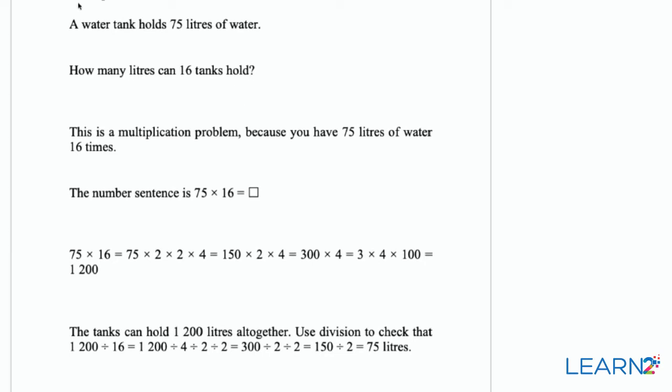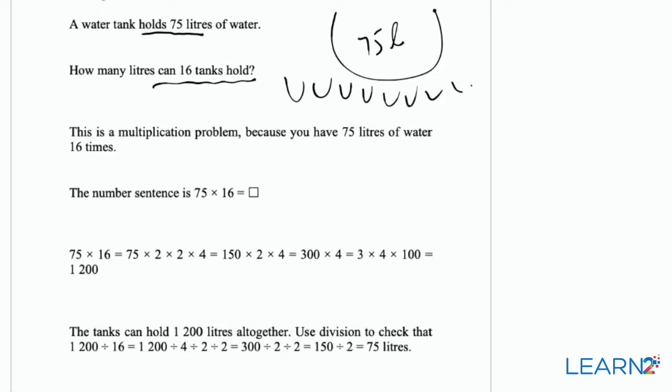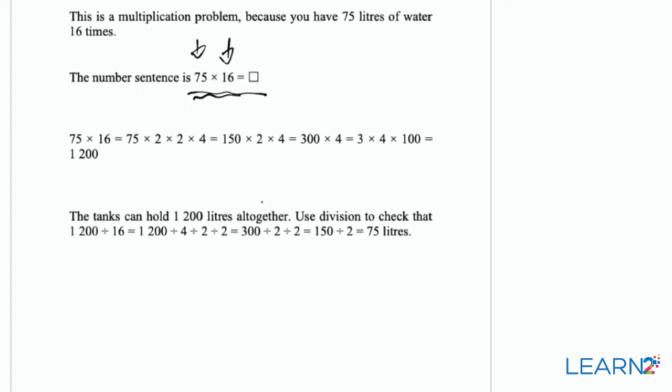The question says here that a water tank holds 75 liters of water. So I've got a tank, and in that tank I can hold 75 liters of water. The question says, how many liters can 16 tanks hold? So if I had 16 of these tanks, and each one of these had 75 liters, how would I work out how much they hold altogether? Well, obviously this is a multiplication sum, because I've got 16 tanks, each of them with 75. So I need to multiply 75 by 16. So how do we do that?